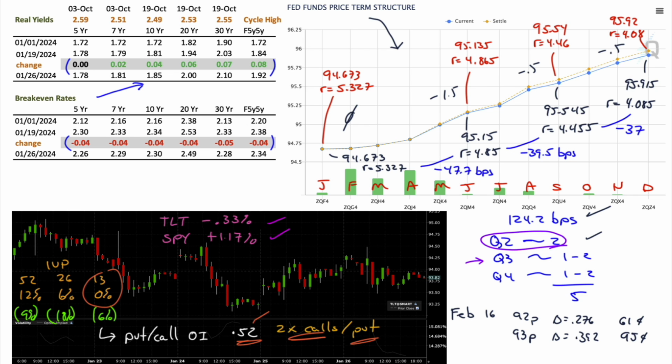So if you go out to February 16th, the 92 put, which has roughly about 25 delta here, is 61 cents. If you want to go to a 40 delta, the 93 put is at 95 cents, and it seems to have held the 93 territory quite well.